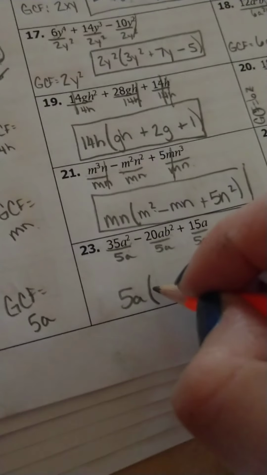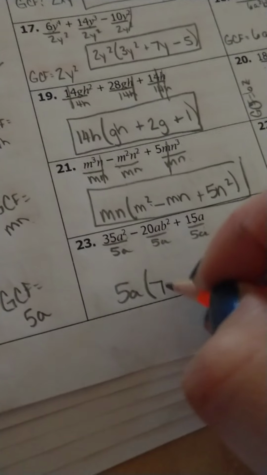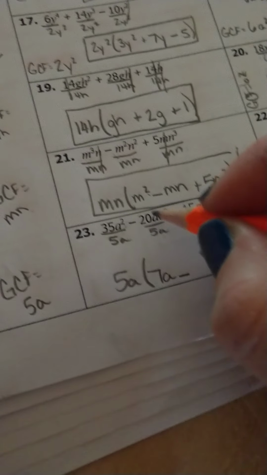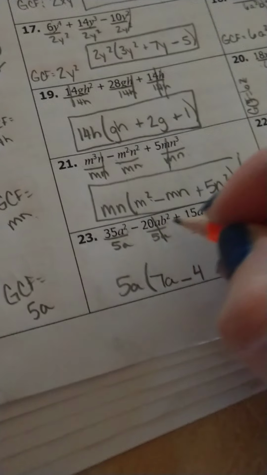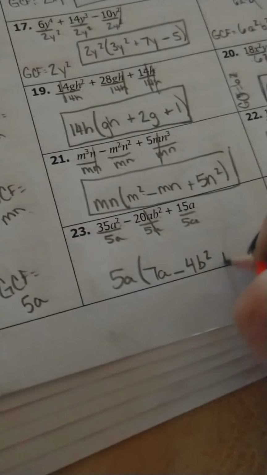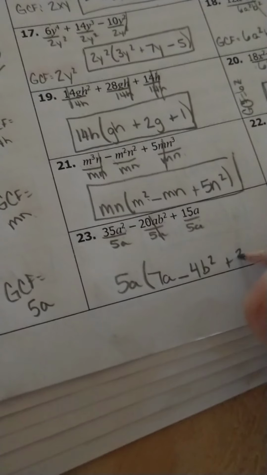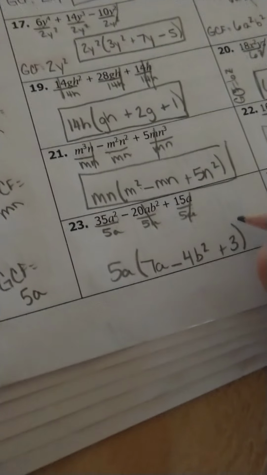So 35 divided by 5 is 7. A squared over A is A. Minus 20 divided by 5 is 4. A over A cancels, and that leaves me with the B squared. Plus 15 divided by 5 is 3. A over A, those cancel. And that's it. So our last one, 24.